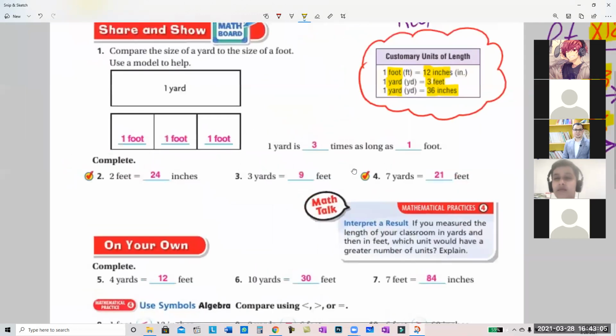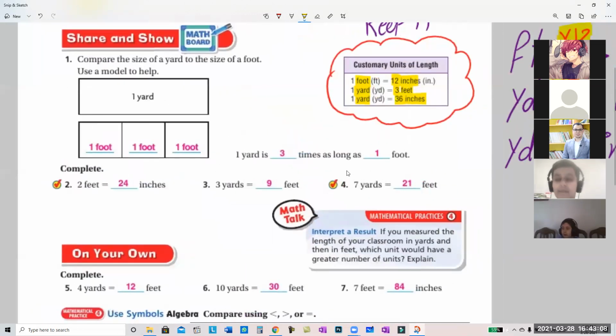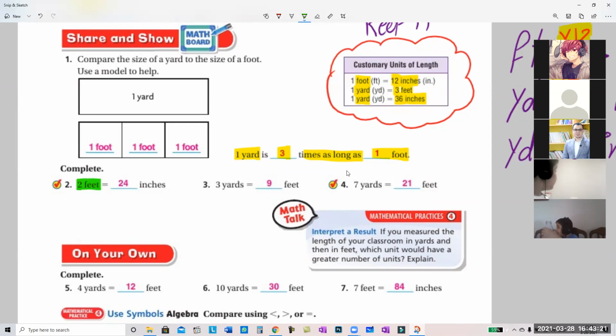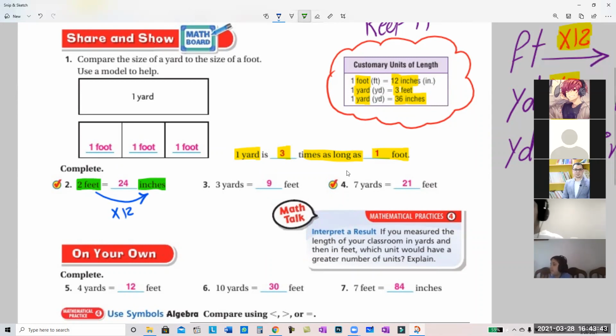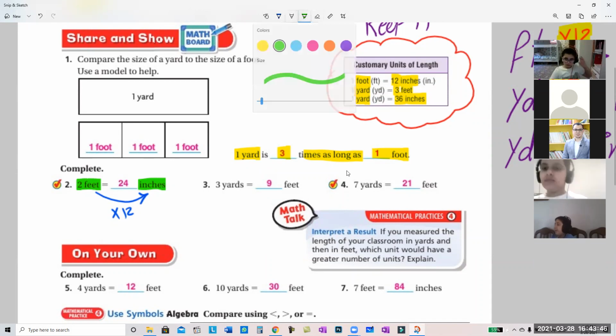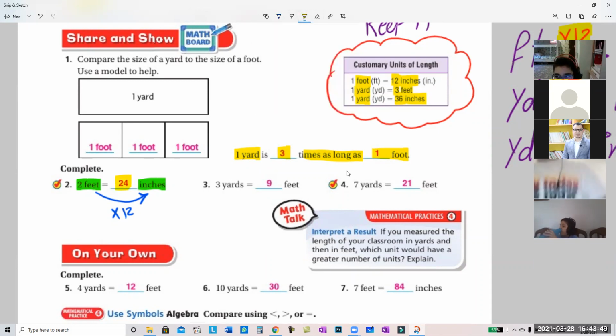Okay, guys, let's get back to our lesson. So, as I said before, 1 yard equals 3 times as long as 1 foot. So let's complete this. We have 2 feet equals how many inches? So we need to convert from feet to inches. So we're gonna multiply by what here? We're gonna multiply by 12, of course. So 2 times 12 equals 24. So that's the answer. 2 feet equals 24 inches.